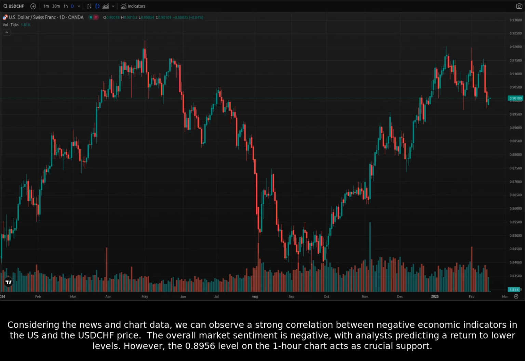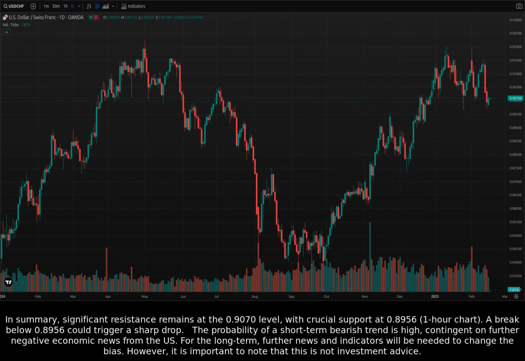Considering the news and chart data, we can observe a strong correlation between negative economic indicators in the US and the USDCHF price. The overall market sentiment is negative, with analysts predicting a return to lower levels. However, the 0.8956 level on the 1-hour chart acts as crucial support.